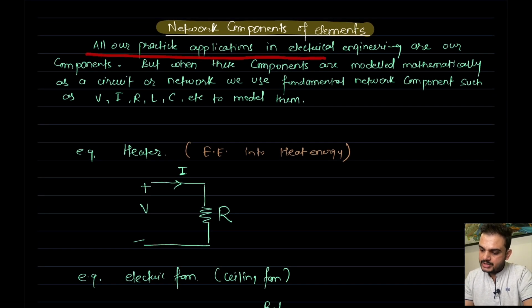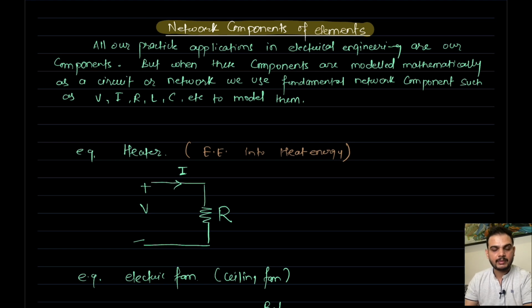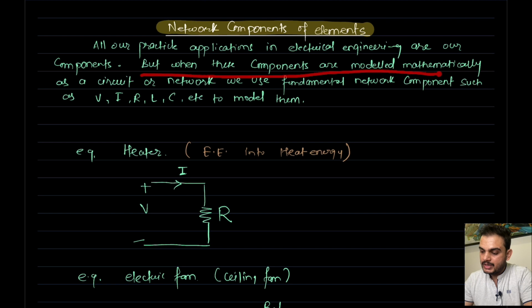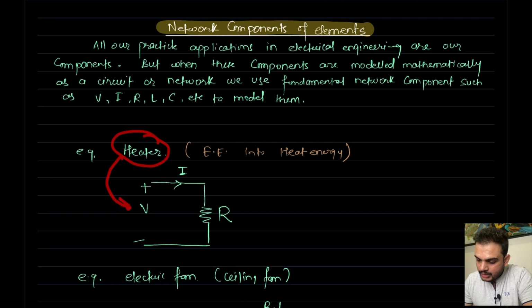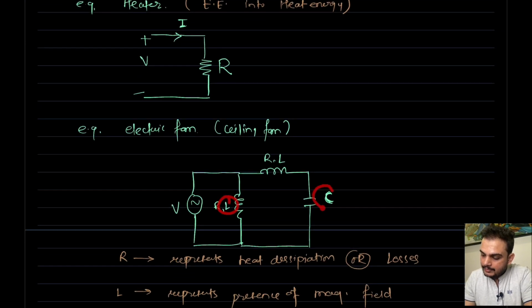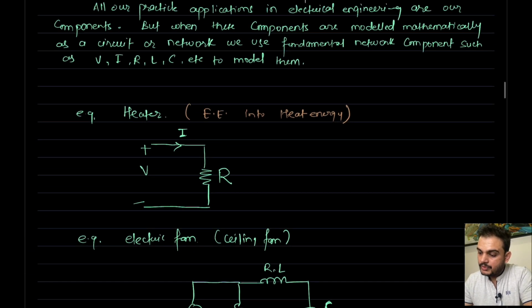All our practical applications, like a heater or any electrical appliance like a fan, are components in electrical engineering, right? But when these components are modeled mathematically as a circuit or network, we use fundamental network components like V, I, voltage, current, then resistor R, inductor L, and capacitor C, to model them.